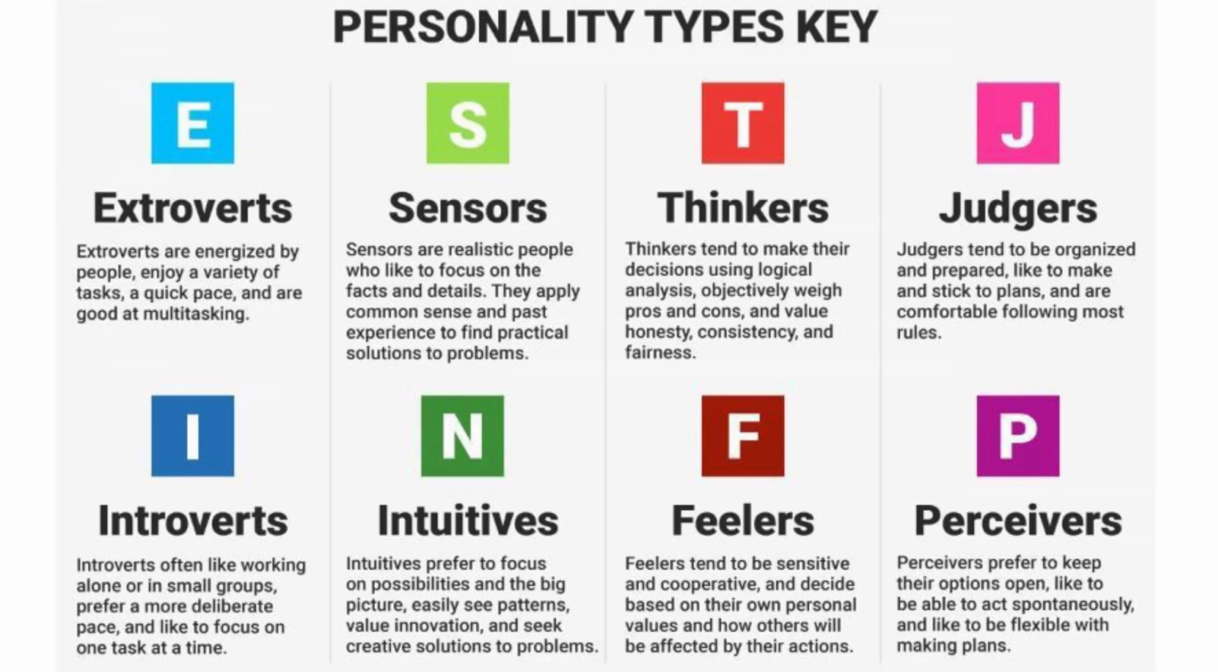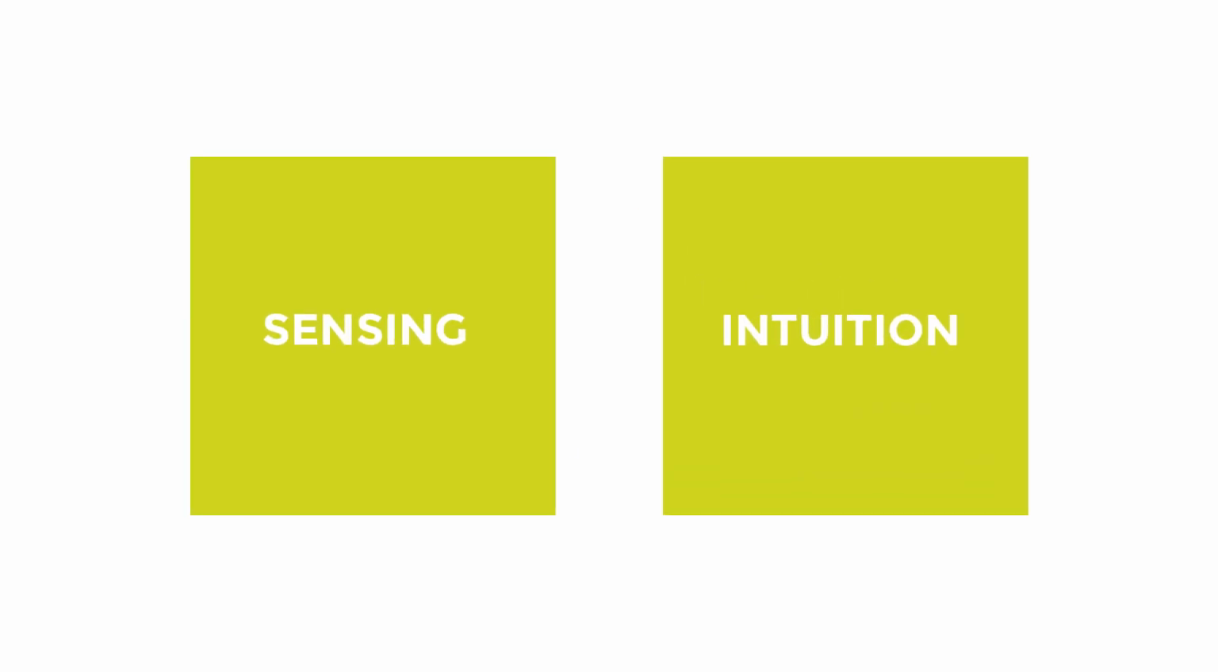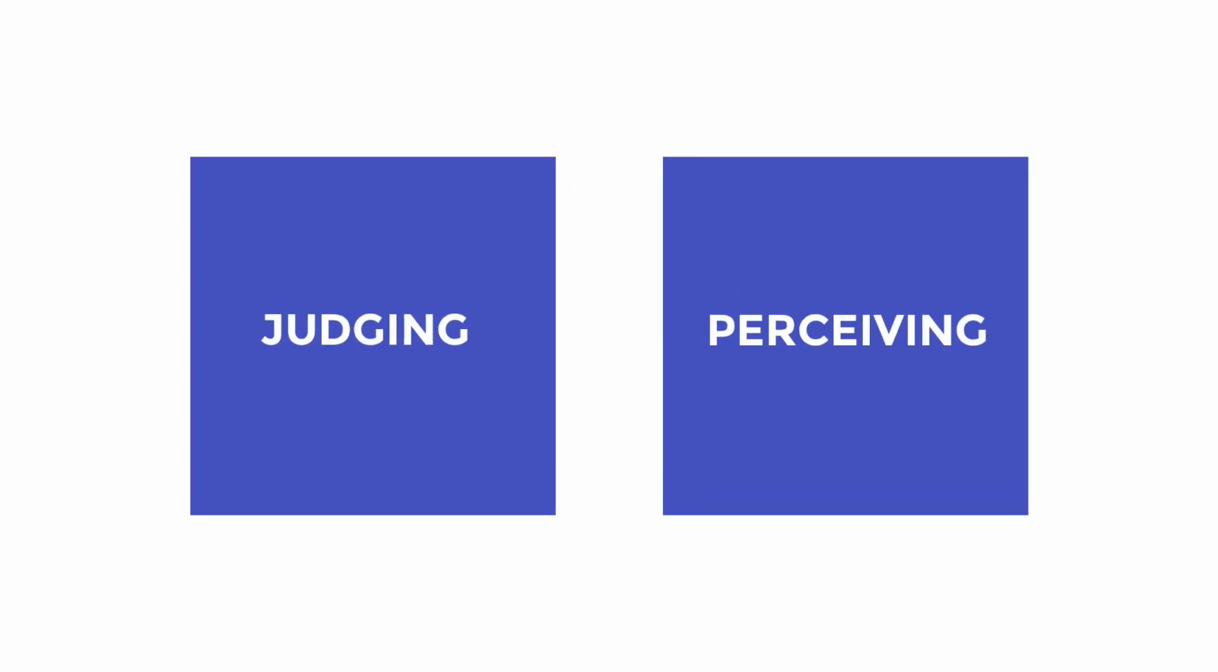The 16 personalities breaks down into 4 different kinds of letters that you have 2 choices between: extroverted and introverted, intuitive and sensing, thinking and feeling, and perceiving and judging. And if you put these different combinations together, you get 16 types.